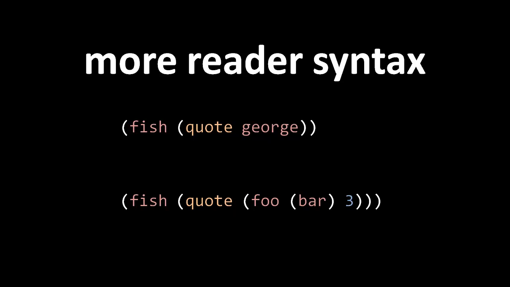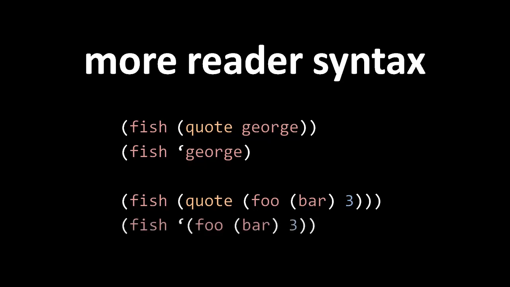So where we see here I am quoting the symbol George with the special form quote, I can instead simply put an apostrophe on the symbol George. Or say, rather than fully writing out the quote special form around this list here, I can simply precede the list with the apostrophe. And what the reader does is it simply looks at this apostrophe and automatically encloses the thing it precedes in the quote special form. So come evaluation time, it's exactly the same as if you did in fact write out the special form quote.